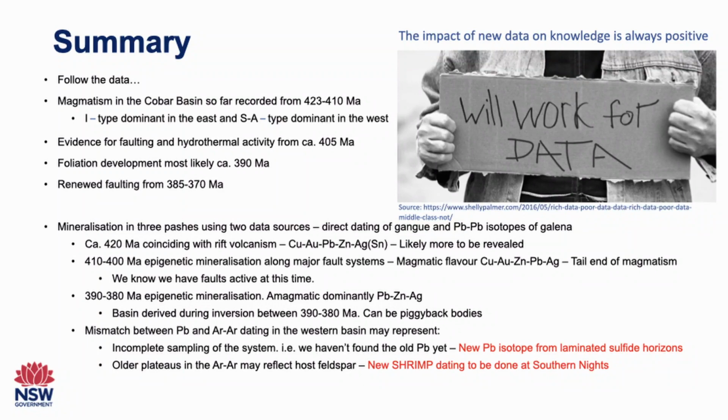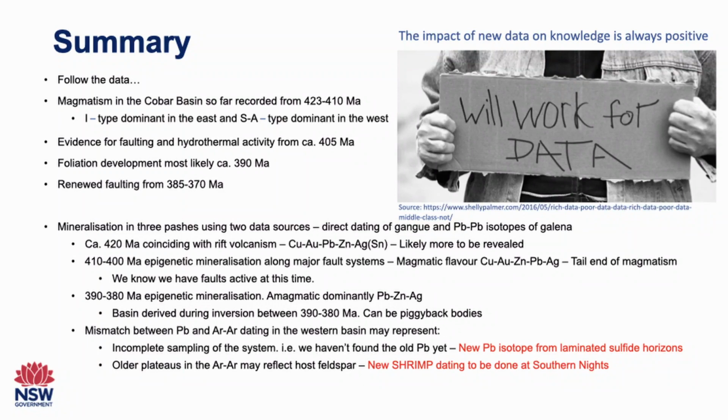All of that stuff is not parallel to bedding or anything like that. They're structurally controlled systems. They have a magmatic flavour, and we know that faults are active at this time even without mineralisation in them, and we know that our magmatism just makes it down to 410 million years. And then we have a phase of epigenetic mineralisation, which is amagmatic, which is this lead-zinc dominated system that occurs during the basin inversion. And I just thought I'd mention that mismatch again between the lead and the argon at Mallee Bull. I mean, we're trying to get to the bottom of it.